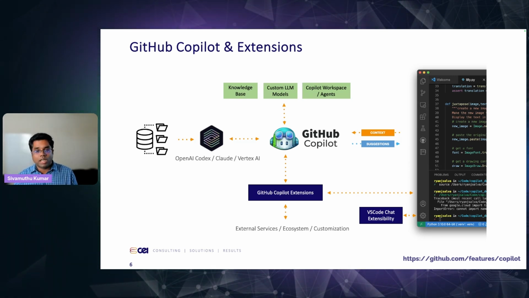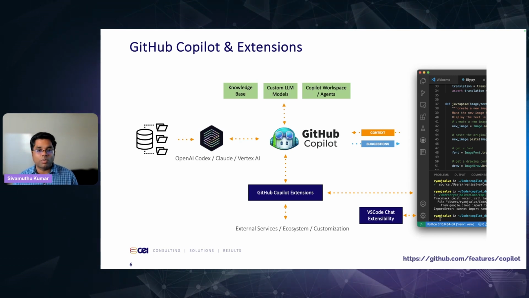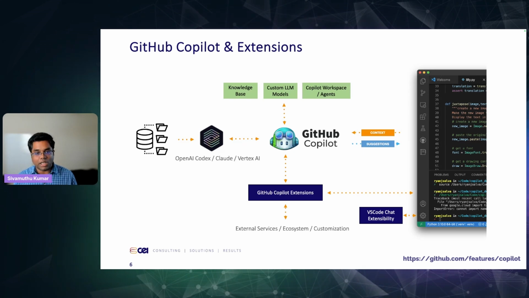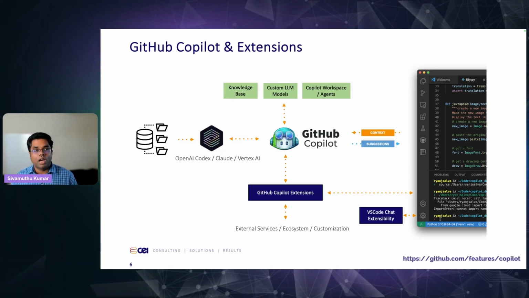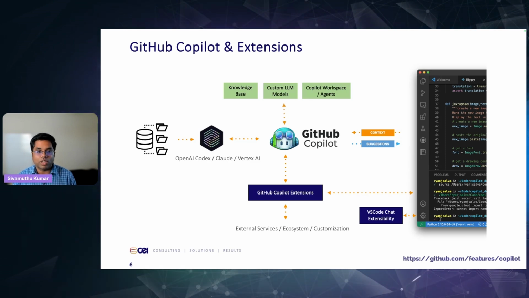More than that, the other announcements are that Copilot is going more multi-model. Previously, it was only OpenAI Codex. Now you can bring Claude, you can bring Vertex AI, those kinds of different models. And also they have the GitHub Models, where you can pick one of your favorite LLMs and then start using it for your use cases, right?